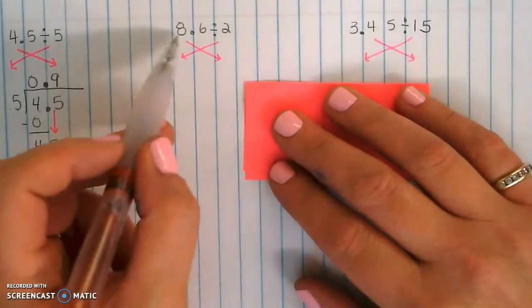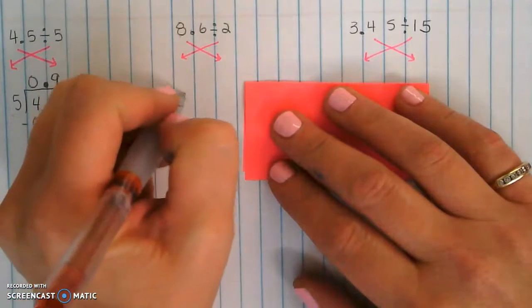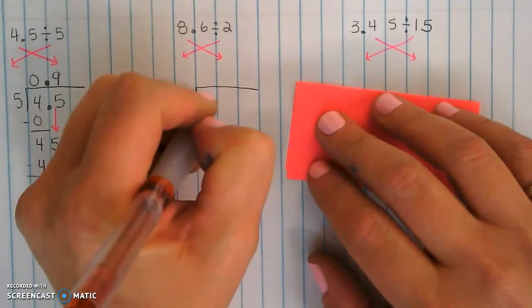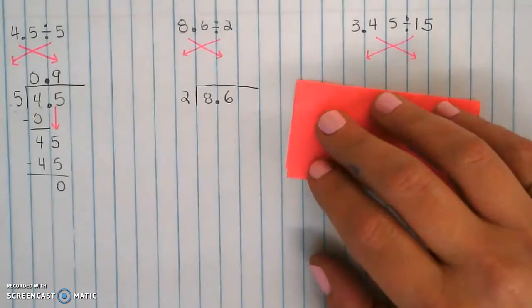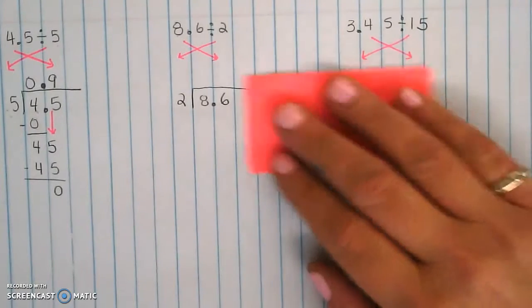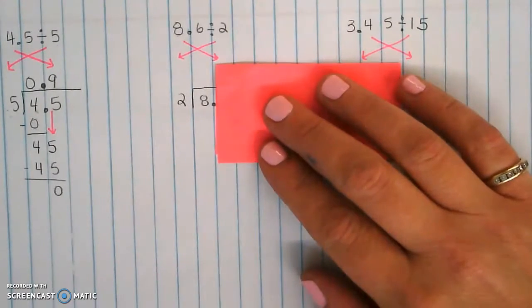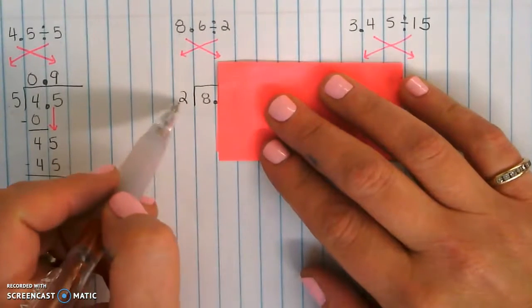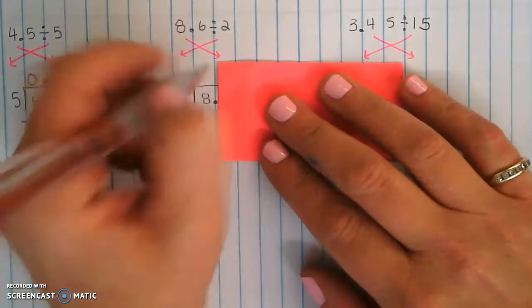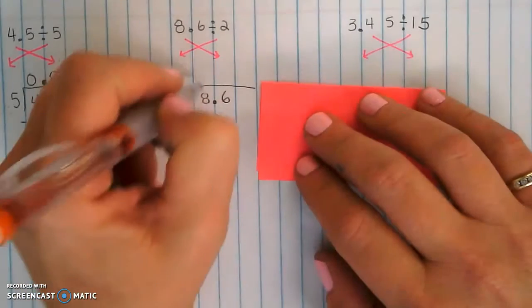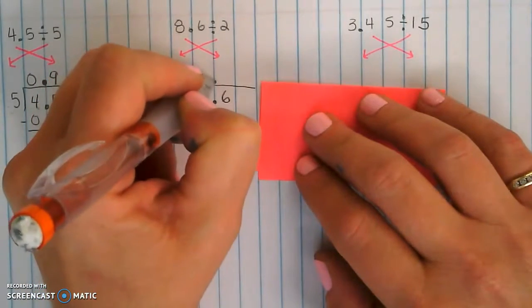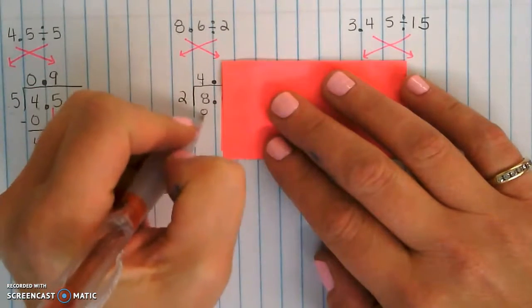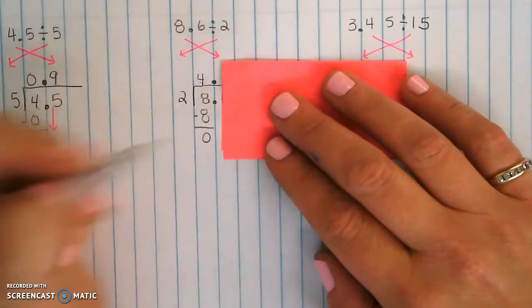The next question here is 8.6 divided by 2. So when I set that up to do the division using standard algorithm, I'm going to have 2 and then an 8.6. When I approach this digit by digit, I'm looking right now at 2 and 8. So the question I'm going to ask myself is, how many times can I take 2 away from 8? And the answer to that is 4. And look at that. Sorry, I forgot my little decimal. 4 times 2 is 8. 8 minus 8 is 0.